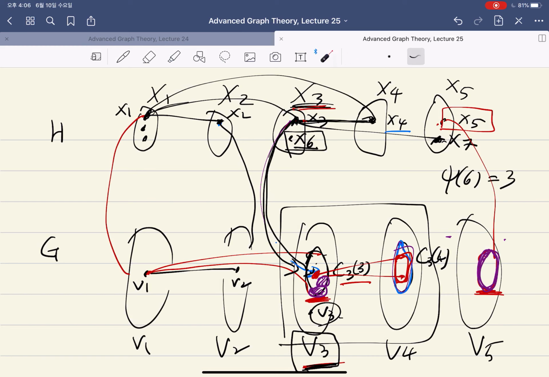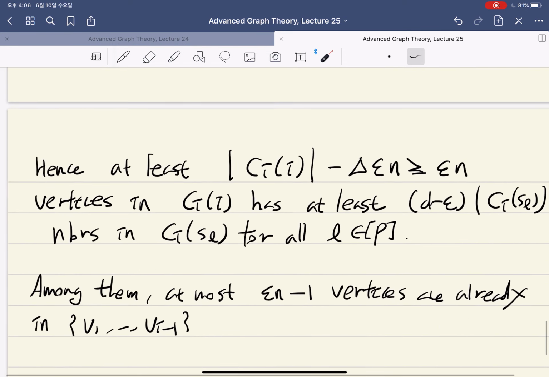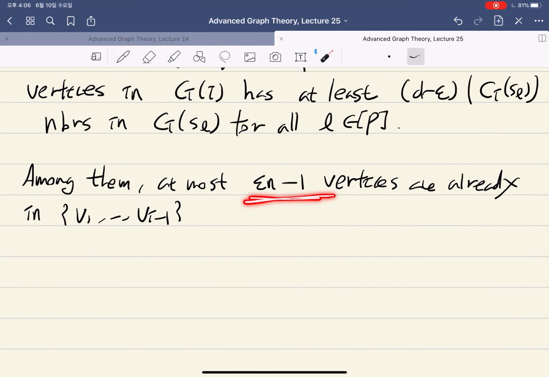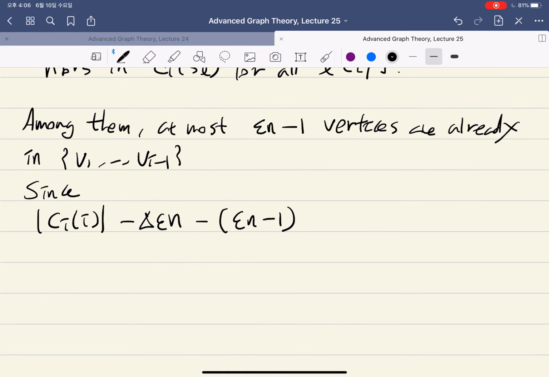But how many vertices do we embed here? This is at most epsilon n. And this one vertex we are still considering to embed, meaning that we haven't embedded it yet. So the rest of them, at most epsilon n minus 1 vertices, are already embedded. So out of all the candidate set, delta times epsilon n may not be a good choice, and epsilon n minus 1 also may not be a good choice because they are already occupied.